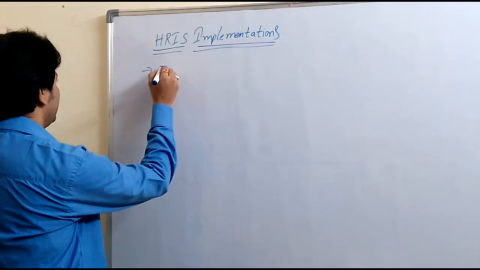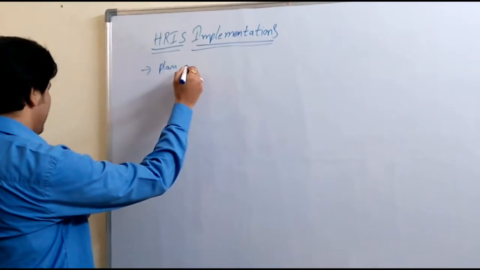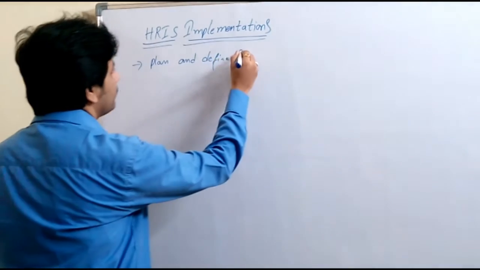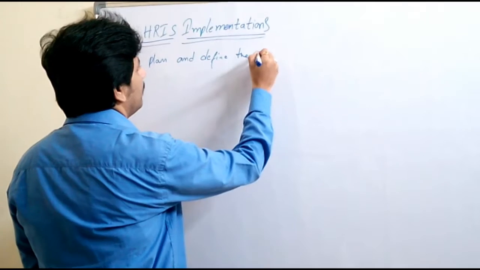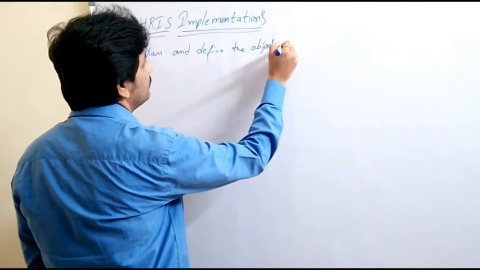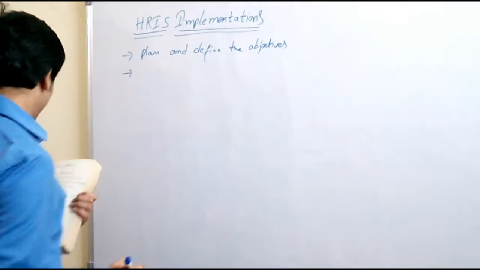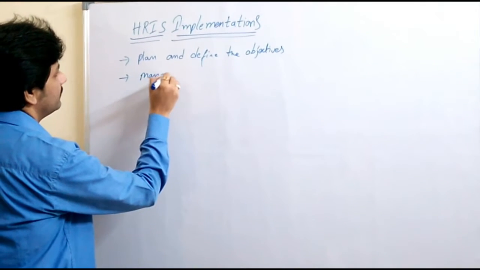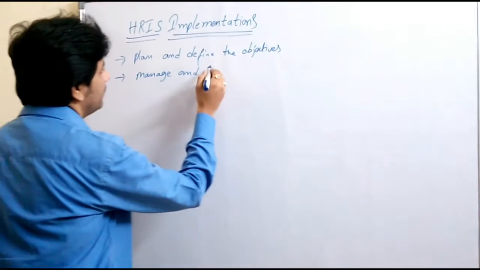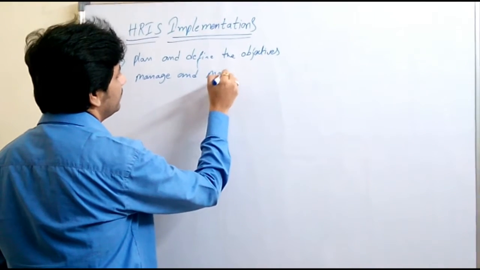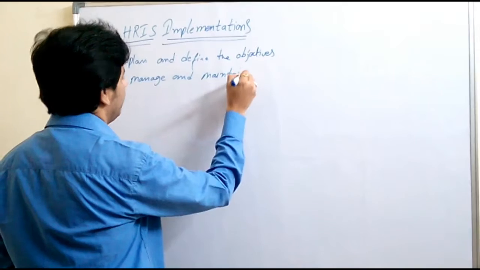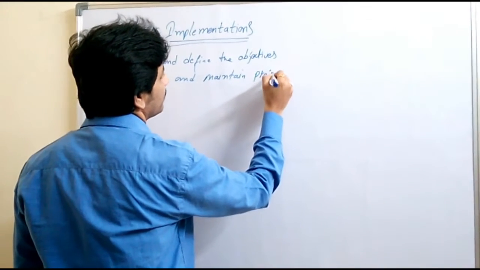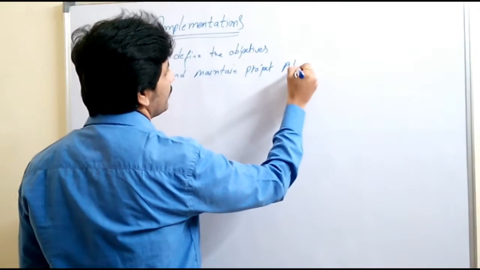The first point is plan and define the objectives. The next point is manage and maintain project administration.